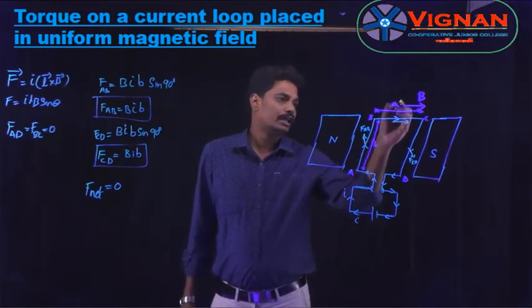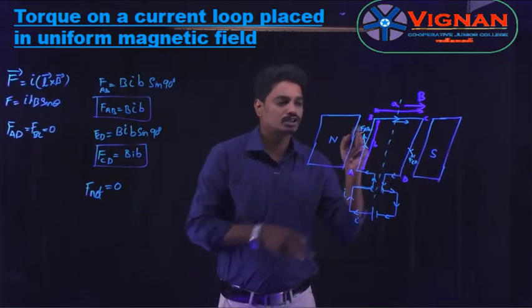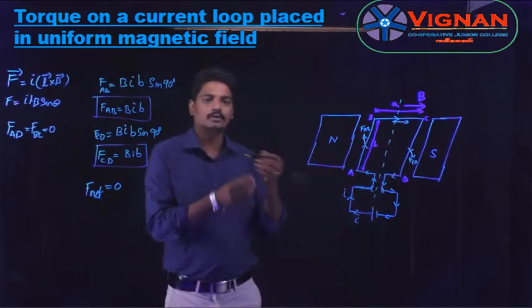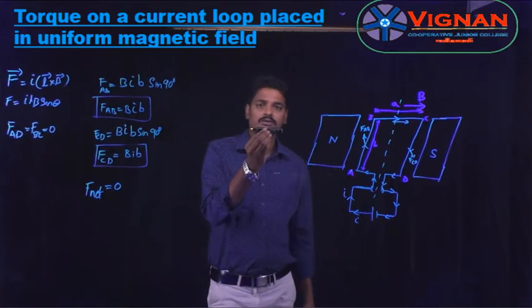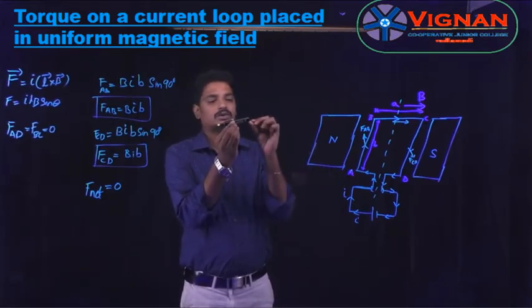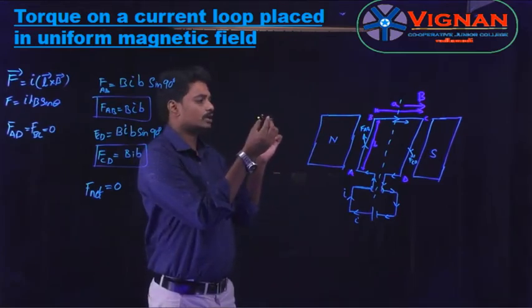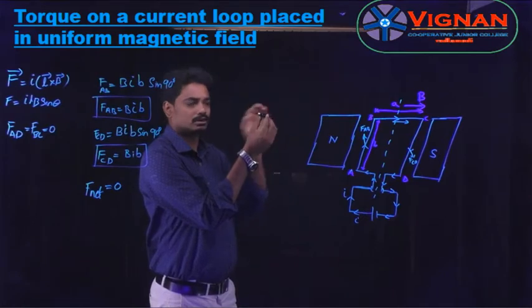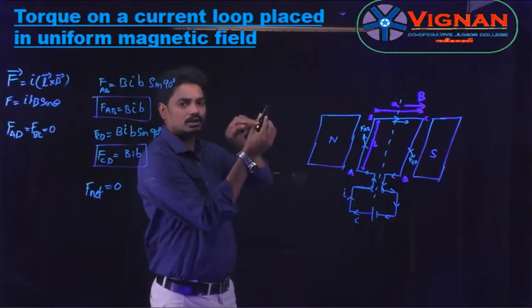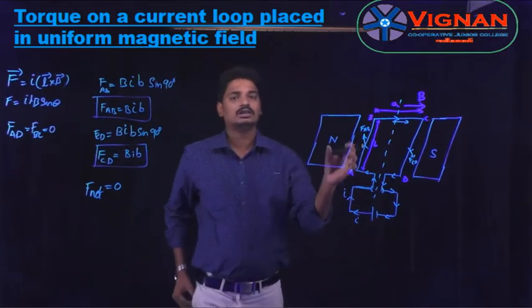So about this axis, the two forces here, one is into the board, another is out of the board. If you consider it as a loop, one force is pulling it downwards, another is pulling it upwards, causing the body to rotate. So there is a torque acting on the loop.